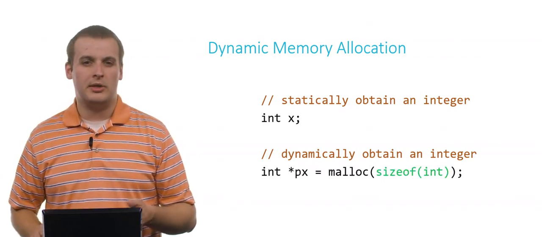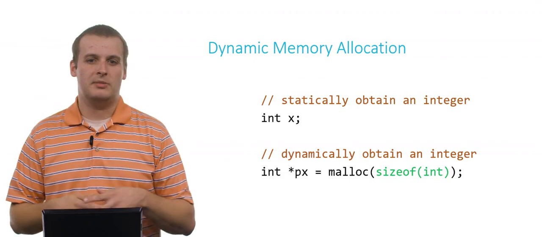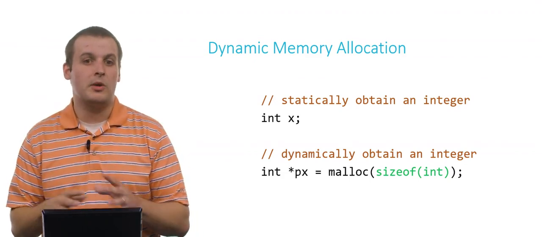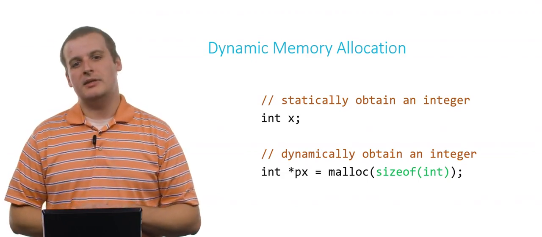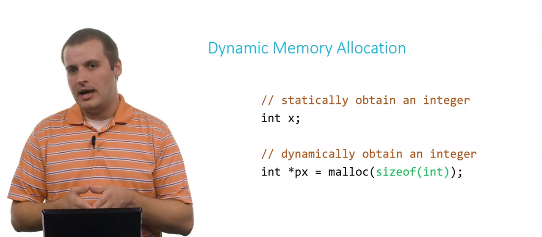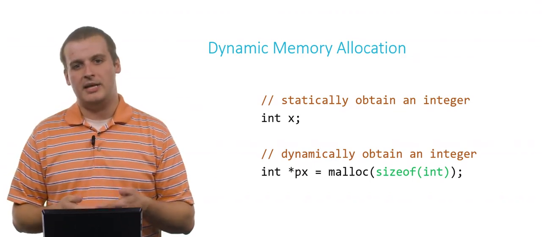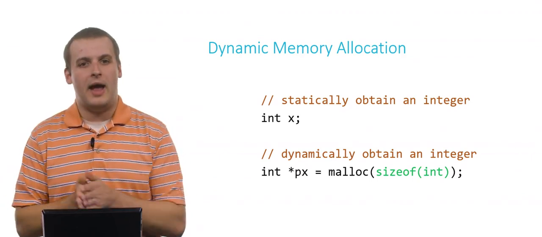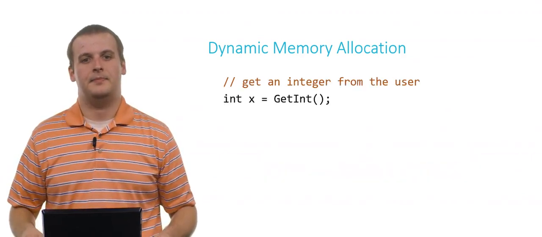Or more appropriately, we'd say int star px equals malloc size of int, just to throw some fewer magic numbers around our program. This is going to obtain for us 4 bytes of memory from the heap, and the pointer we get back to it is called px. And then, just as we've done previously, we can dereference px to access that memory.